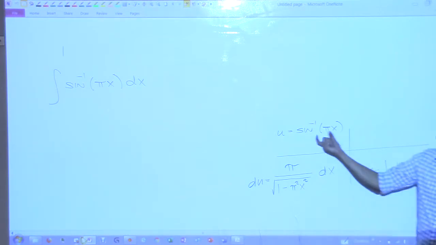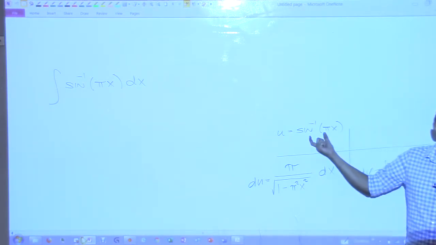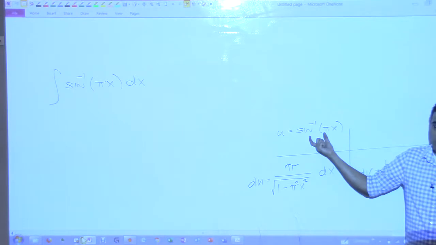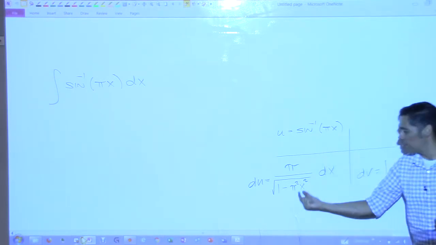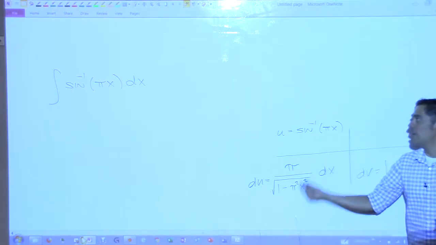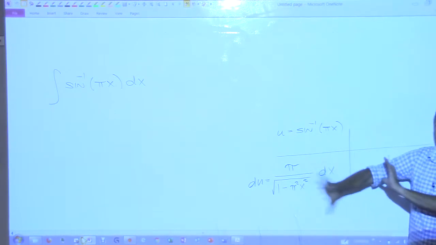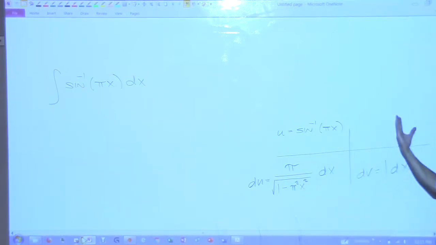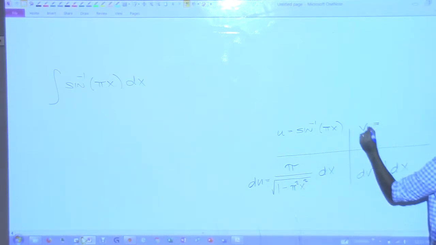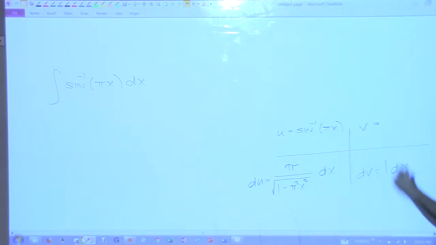Okay, so just using the chain rule on this, right? The formula for this, 1 over square root of 1 minus x squared, but for us the argument is this. So you square that, and then you have to take the derivative of what's inside, which is pi. Perfect, great. Okay, now, this way, v is x. That's it, x.